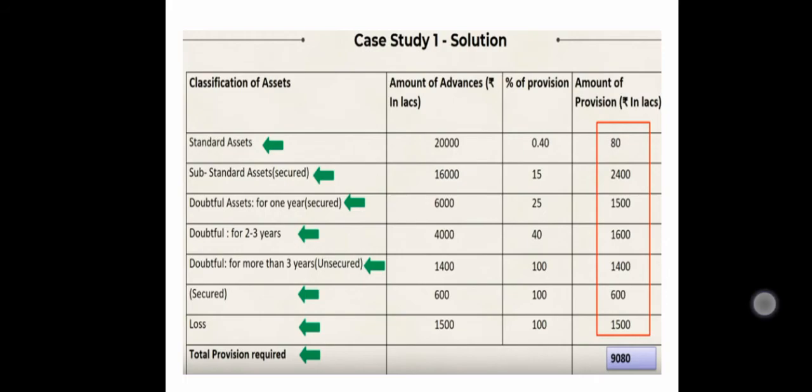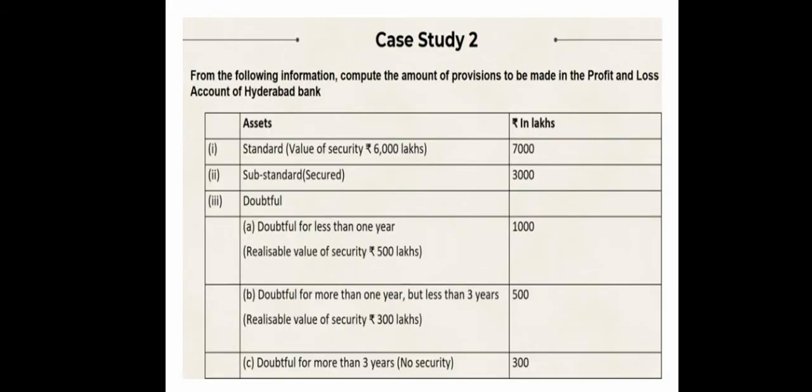Similarly, we'll go to the second case study. In this case study also, you have been given information and you are required to compute the provisions required for Hyderabad Bank. In this you have the loan value and certain securities side by side, which gives you an idea about the total loan amount and what amount of loan is actually secured or unsecured. Accordingly, you have to go for provisioning. Again, you follow the same rule.